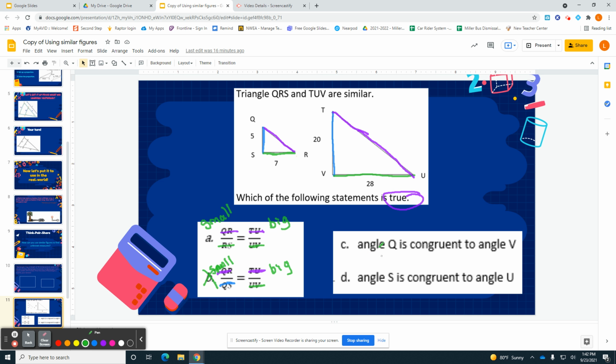So now you're going to check these. It says angle Q is congruent to angle V. So are angle Q and angle V in the same position? If they are, then they are congruent. If they're not in the same position, then they cannot be congruent. Angle S is congruent to angle U. Again, if they are in the same position, yes, they are congruent. If they are not, then no, they are not congruent. So finish checking those angles and see if one of those is true. If not, then you know your answer is A.